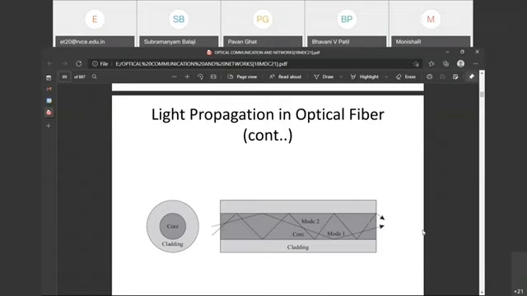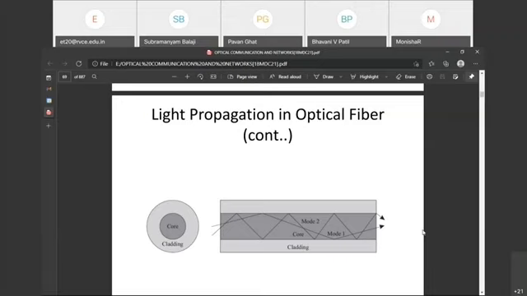The inner glass tube is called the core, and the outer one is called the cladding, and you have the refractive index difference, which makes sure that total internal reflection takes place. Now, how much power is launched inside this fiber, or how efficient it is to launch power, is given by a parameter called numerical aperture.